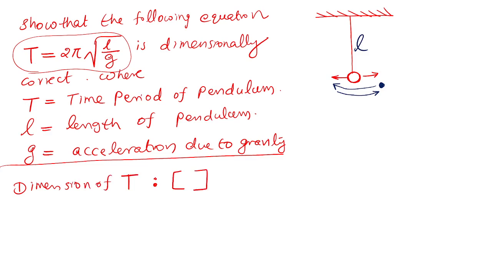Nadasha, please tell me what is the dimension of T? Time period. Time itself. Time period means time taken, time itself. It is the fundamental unit. Length has the dimension capital L. Time has the dimension capital T. Understood? Time period is time itself. The unit will be second, but the dimension will be capital T. So the left side has the dimension T.